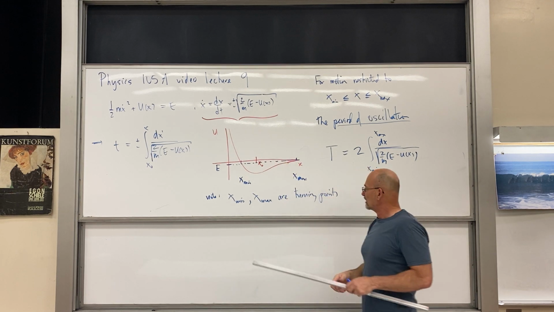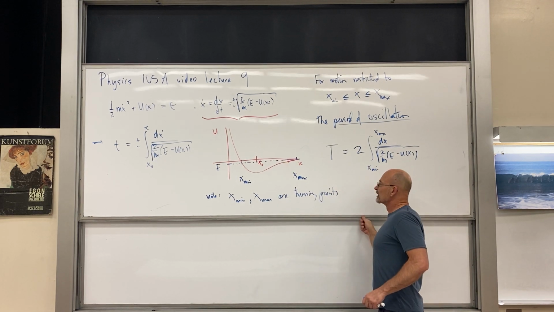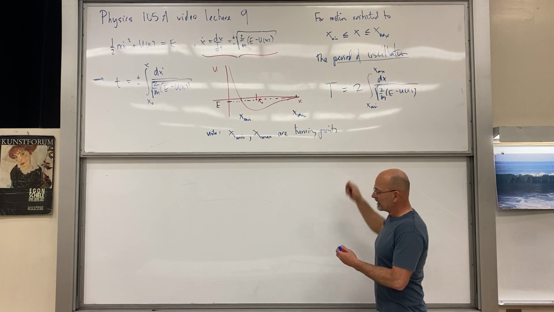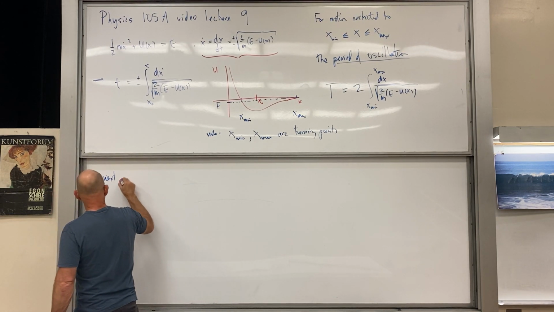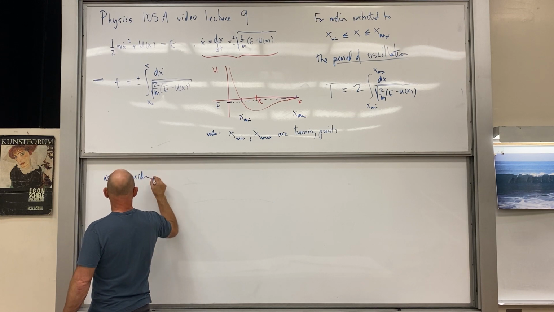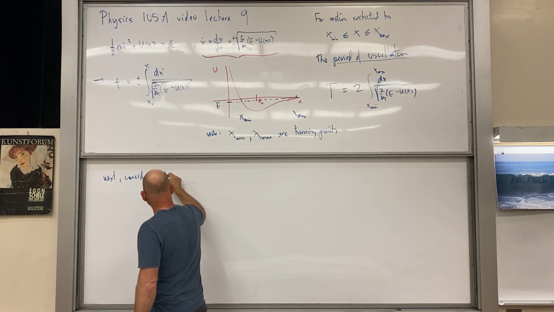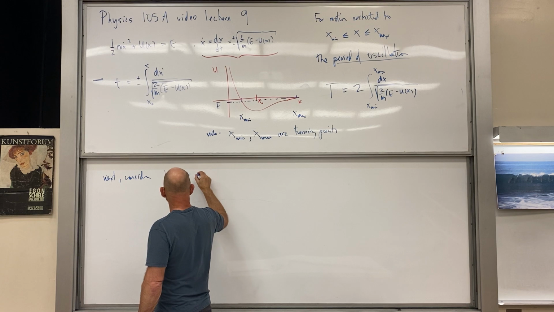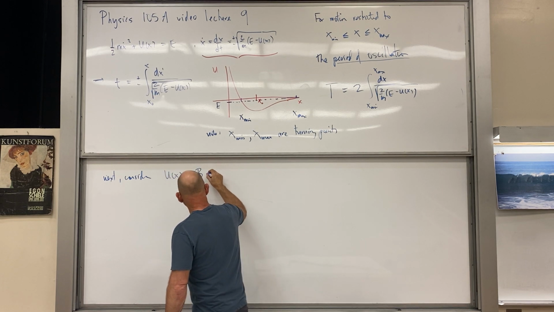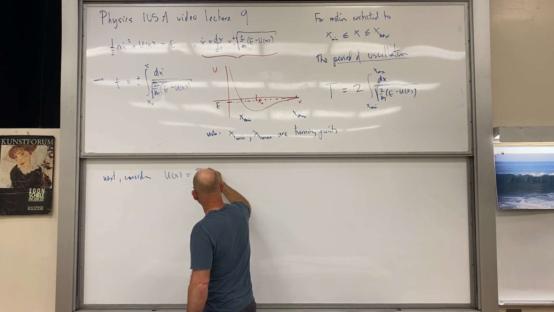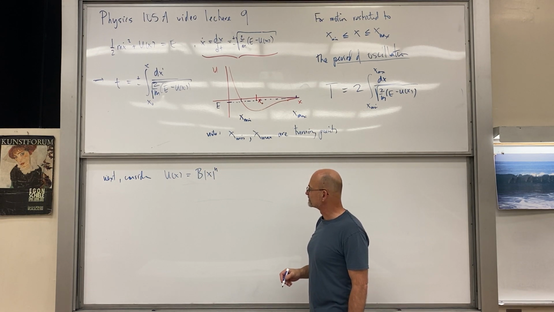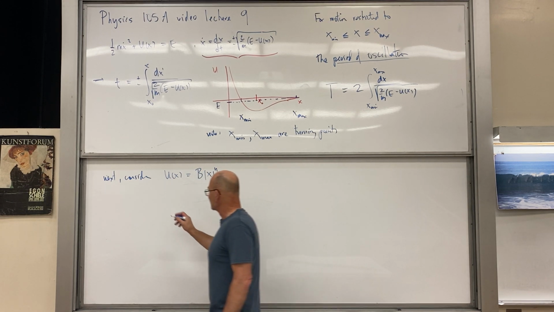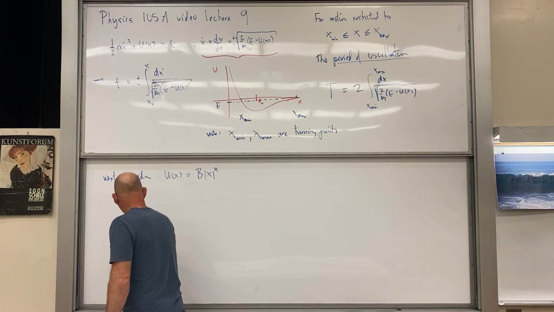Okay. So let's look at our next example, which we've seen before. So next, consider U of x equal to b times x to the n. And we've already looked at this. I'll just draw a couple of them.